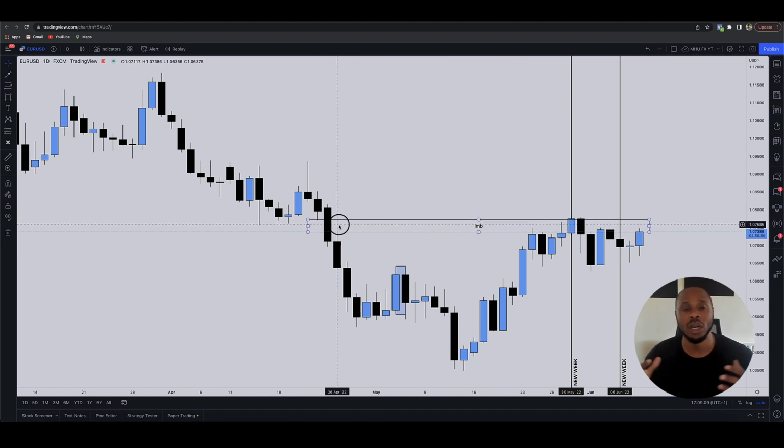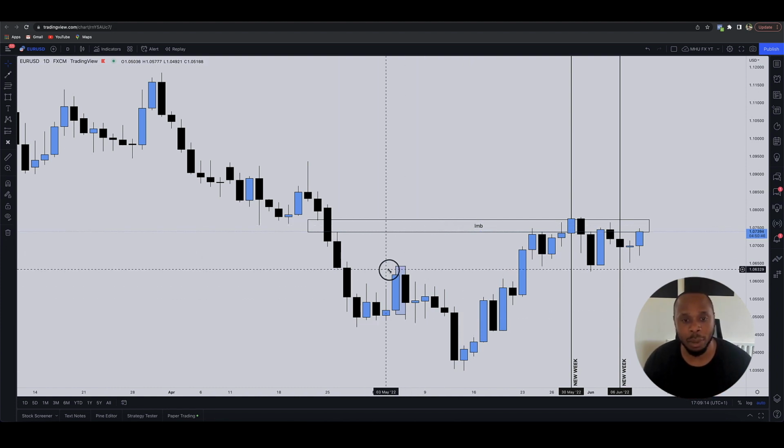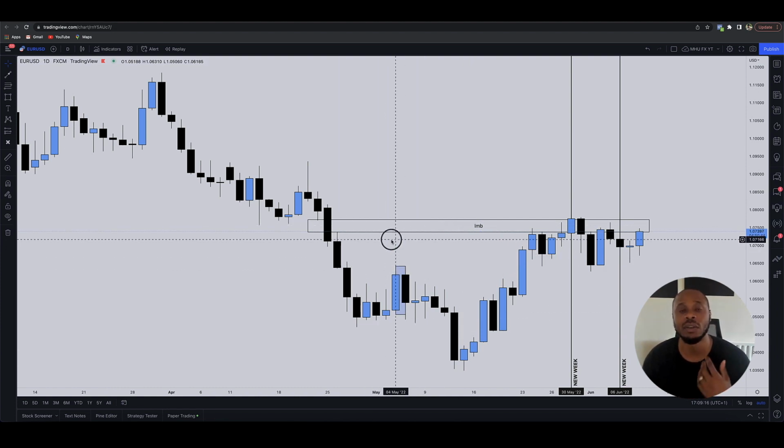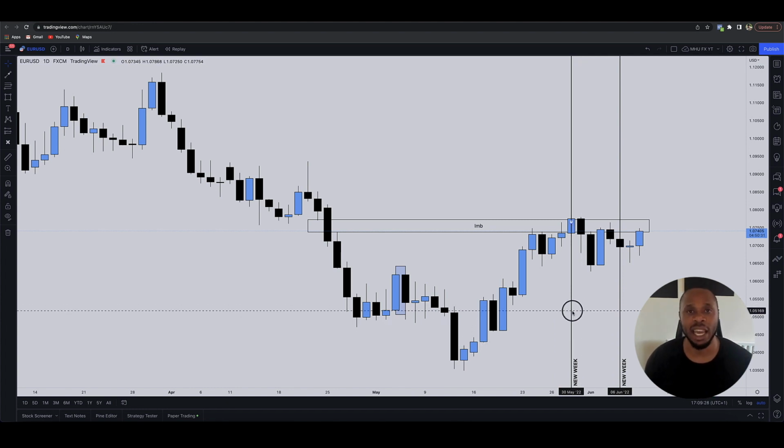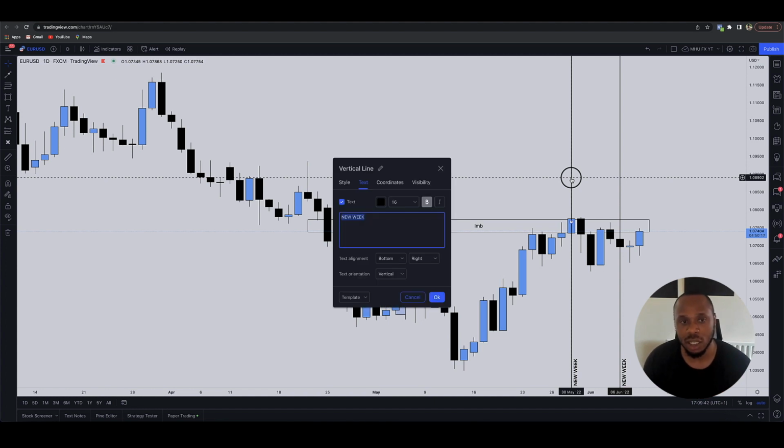And don't forget, this all stems from a bias. You have to have a bias. For me, for example, my bias is the moment they run this high, they're looking to target something even higher. This is what I saw. Not only that, I've also put my markers on for the new week. These are just lines. People ask me all the time, are these indicators or something like that? No, these are just lines that I've gone in and added text to on the chart. As you can see right here, text, and we're done.